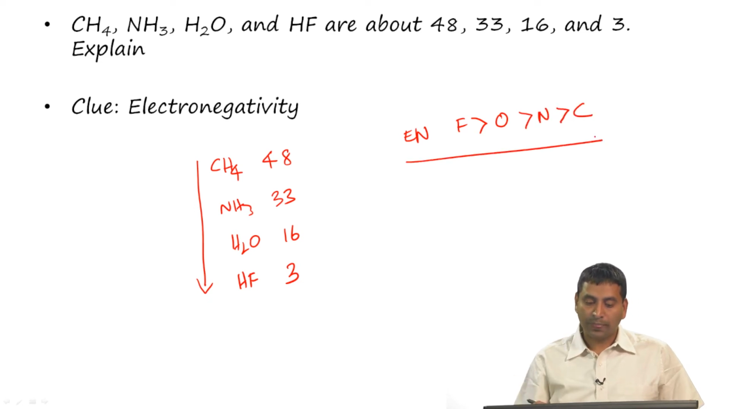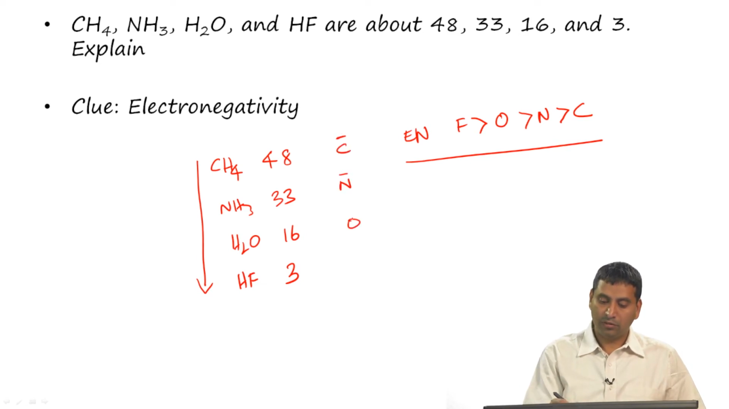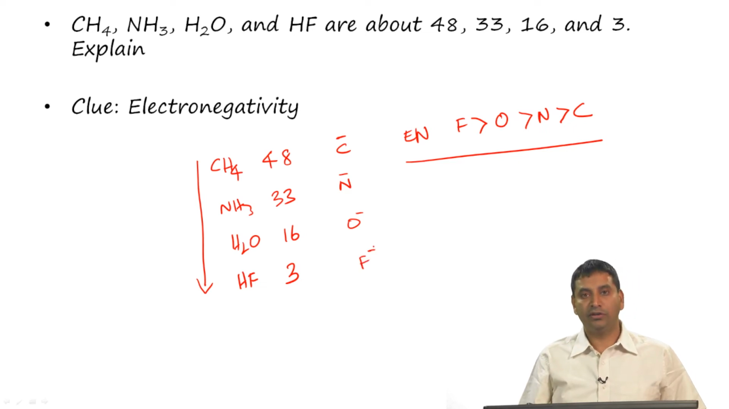So, therefore, you can understand that the negative charge that is formed on the element, that is C minus, N minus, O minus and F minus. F minus is stabilized far more compared to O minus, which is in turn far more stable than N minus and C minus. So, therefore, the trend in pKa can be explained by invoking electronegativity.